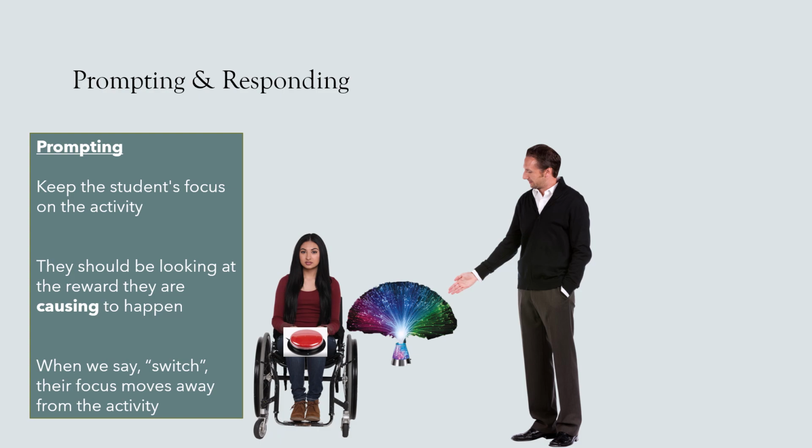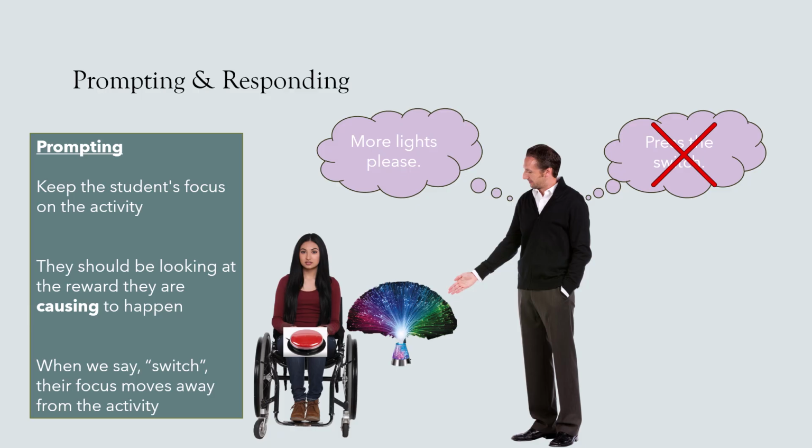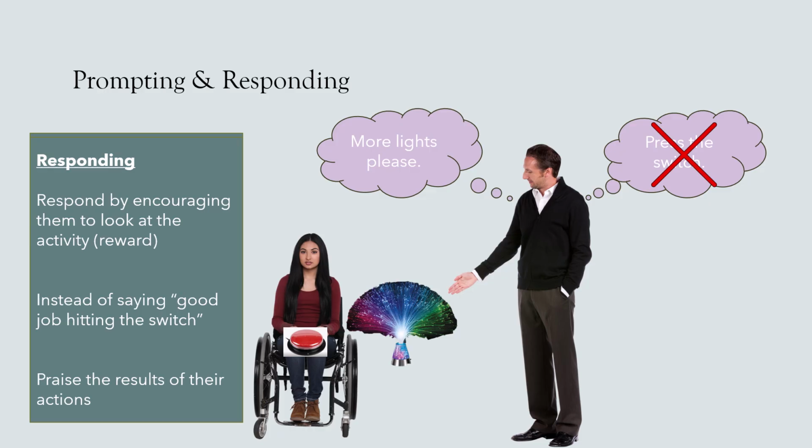When a student successfully activates the switch, the teacher praises them and encourages them to look and listen to the reward or activity. Because when you say switch, the student's focus moves away from the activity. To prompt the student to turn the lights on, the teacher says, "More lights, please." He doesn't say, "Press the switch." And then the teacher responds to the activation.